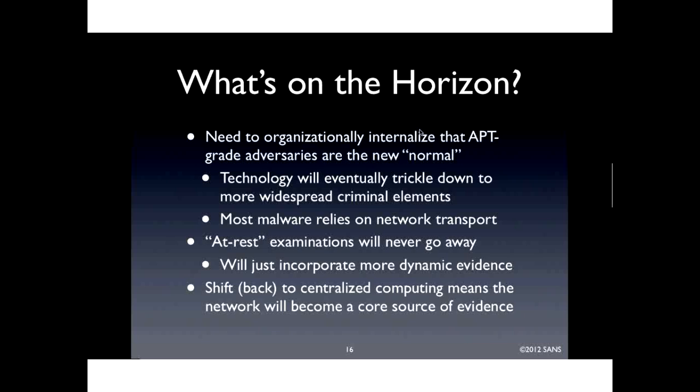And something else is just that we are shifting back to centralized computing in a lot of ways. We're seeing Amazon EC2. We're seeing a lot of these various scalable solutions out there. And that means that the network is going to become a core source of evidence for us.